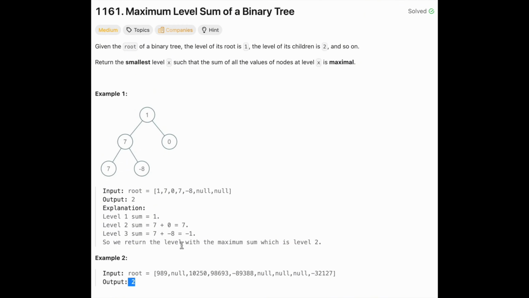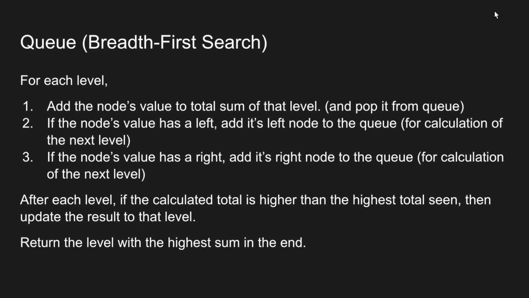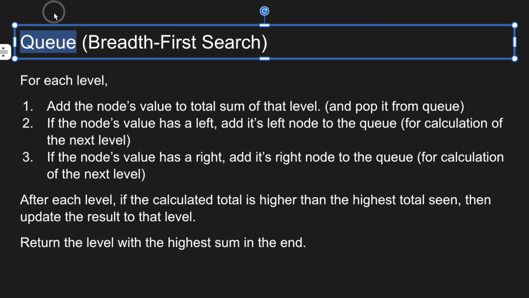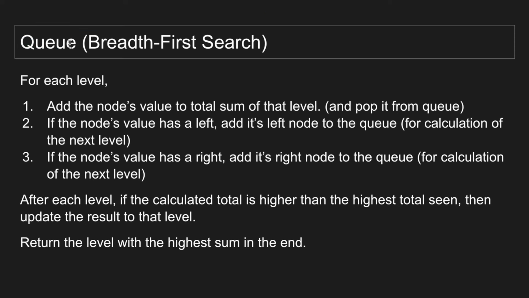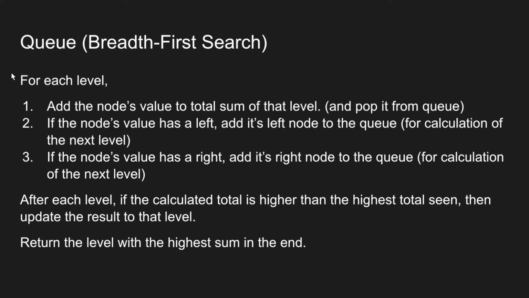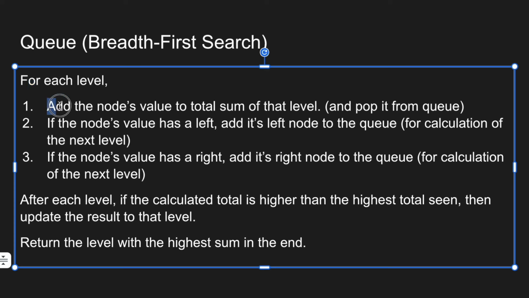So now that we have seen some examples, let's get to how we can solve this problem. One way we can solve this problem is to use breadth first search, and for doing that we will need to set up a queue. So what I will do is first set up a queue with the root node inside, and for each level we will add the node's value to the total sum of that level, and then we will pop that node from the queue.